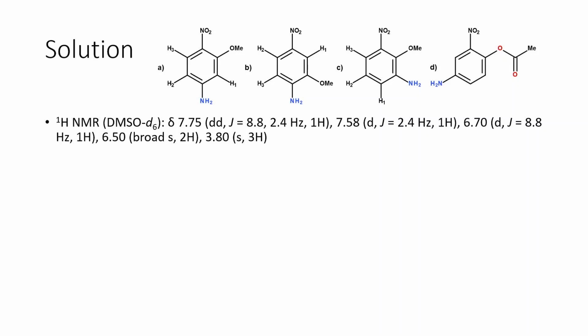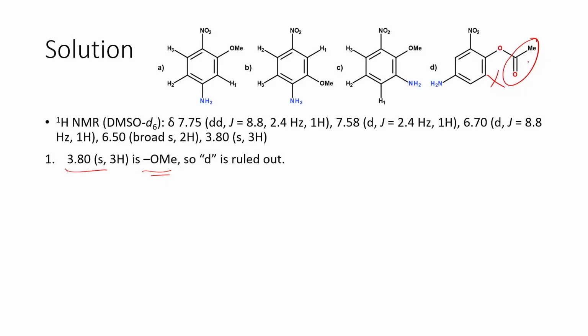So here we have 4 different compounds. The NMR values are given here, and our first argument is that there is a singlet at 3.8, which is an OMe peak. So in other words, the compound without an OMe can be easily ruled out. So we can easily rule out D, because here an acetyl is present. This is basically the acetyl methyl, and this acetyl methyl appears somewhere around 2.2 ppm. So that can be easily ruled out.